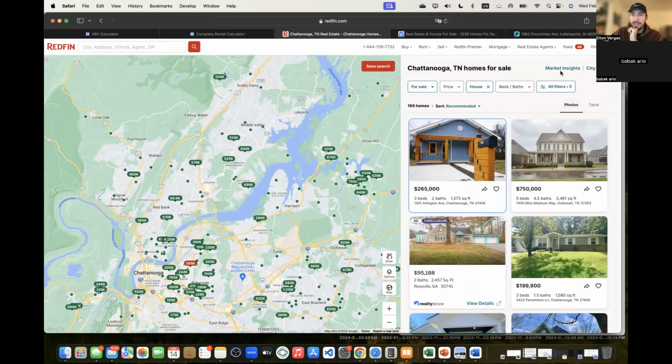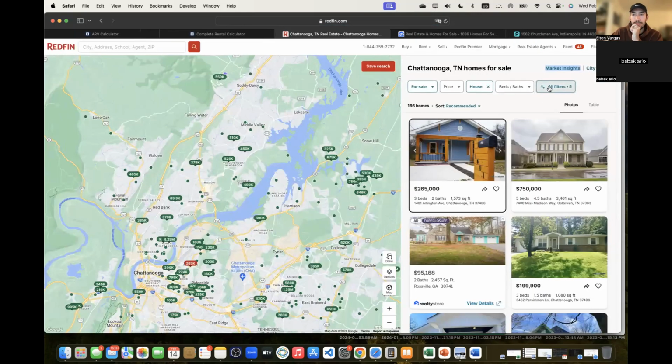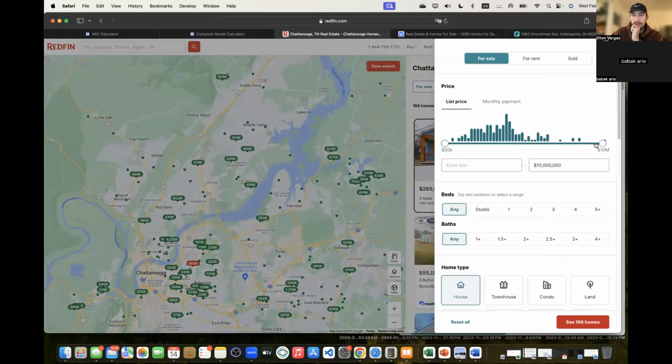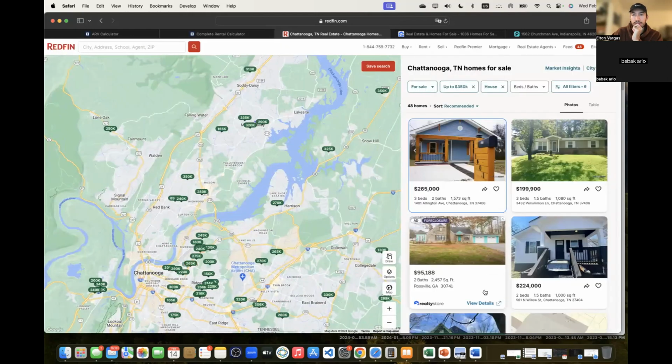And what I like to do too, if I'm looking at a new market, is go through the market insights, so that I can see what the average price of a home is and get a rough idea. Because again, I like to set certain filters to stick within that price range, so I'm not looking for $10 million homes. So I'm going to be sticking to that 350 mark. So I have a good 48 homes.